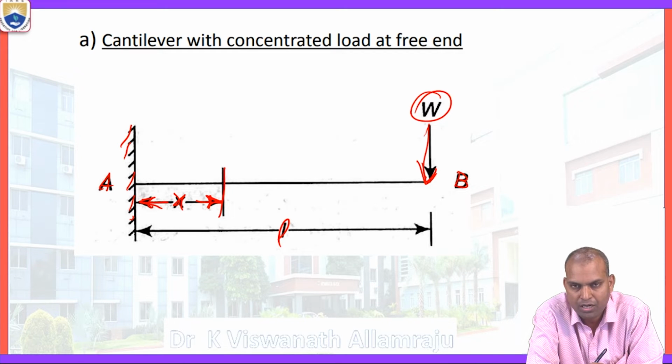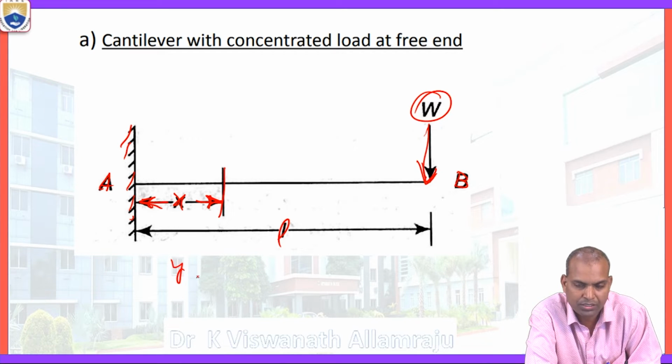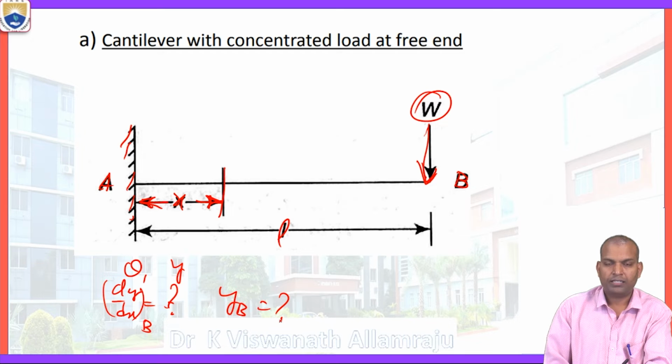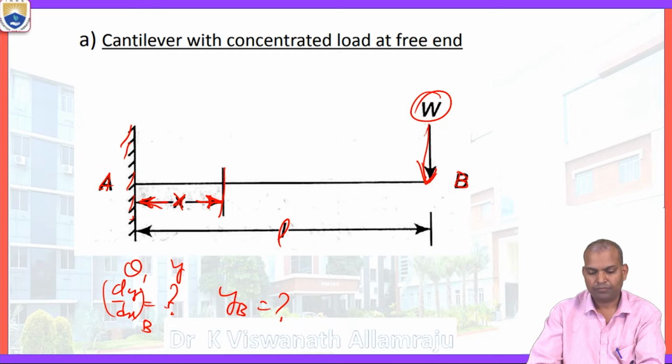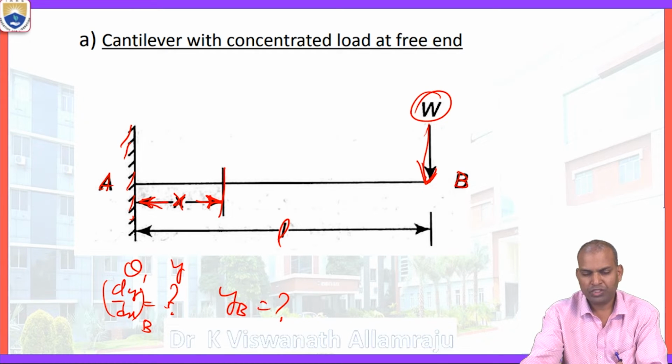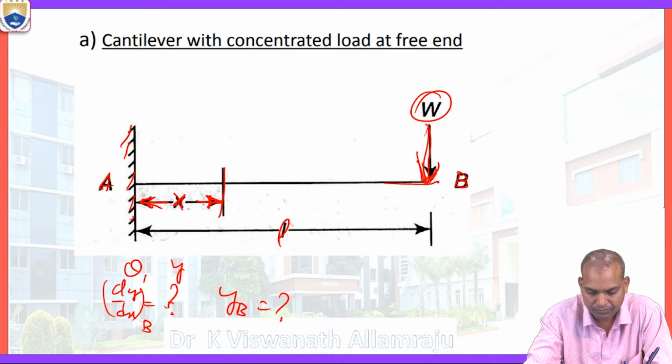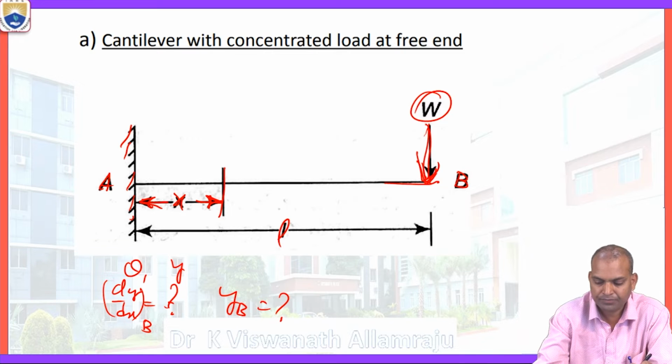So for this, how do we calculate the deflection and the slope? The slope means dy by dx at point B, that is theta B, and y B. What is the deflection at B and the slope at B? Point B is where the load is acting, at the free end.